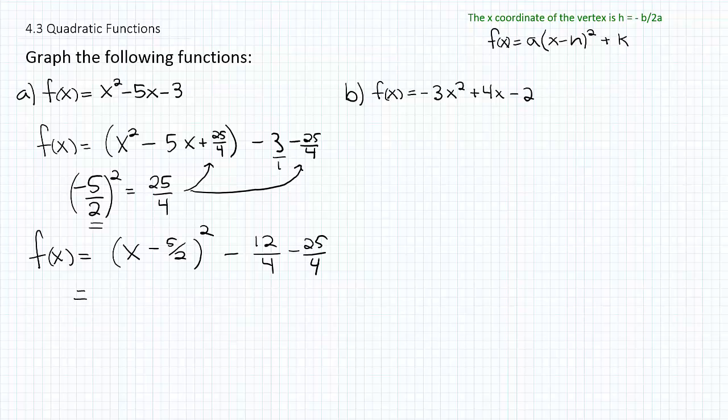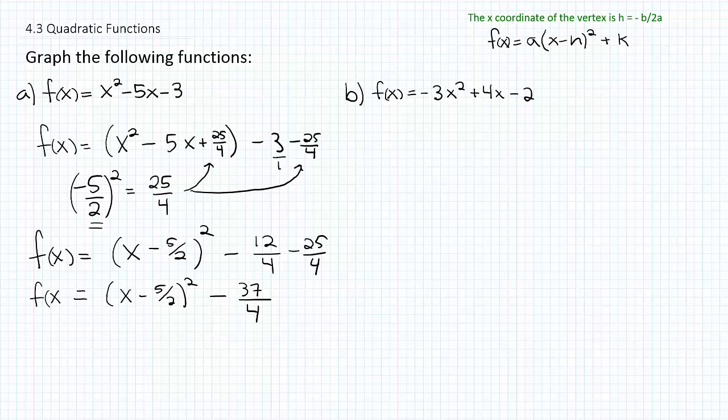So altogether then the function ends up being x minus 5 halves squared. And then we have negative here. They're both negative, so they're both going to be over 4. So we keep the common denominator. And then 12 plus 25 gives you 37. Okay, so that is your new function.